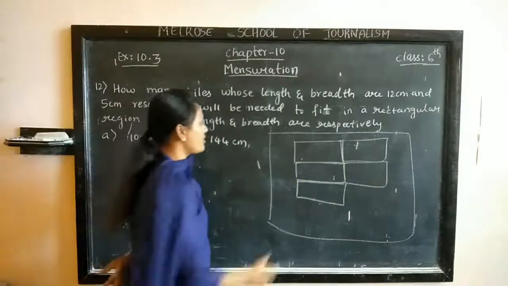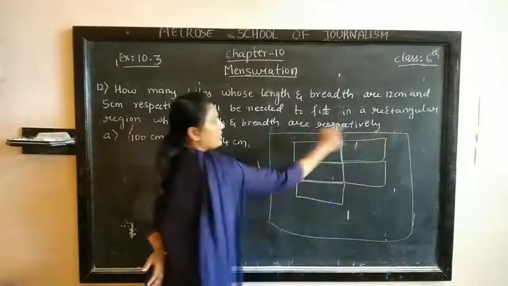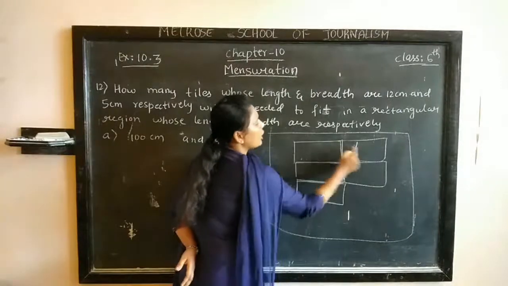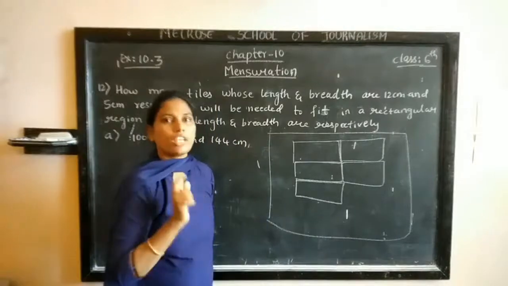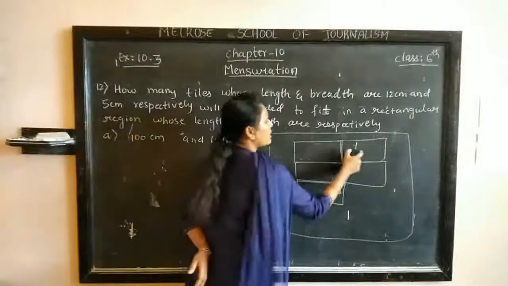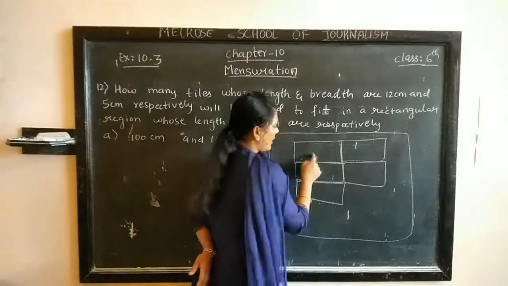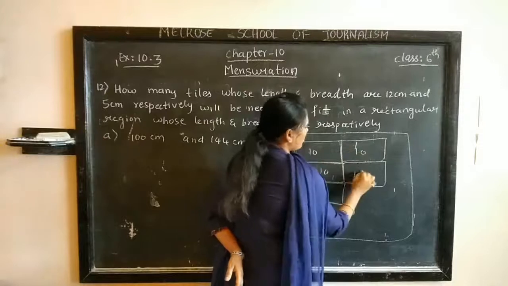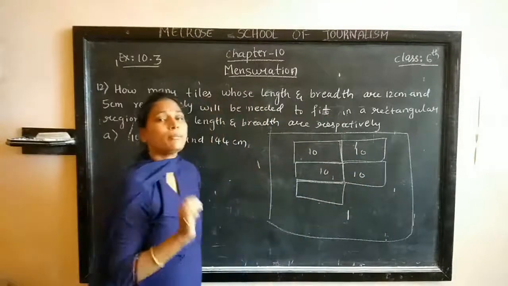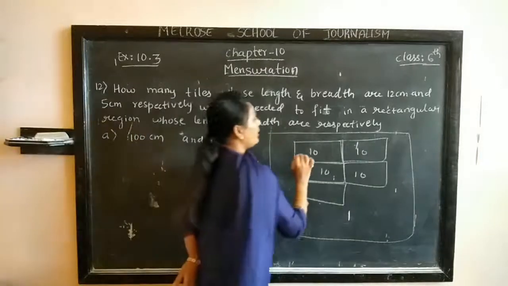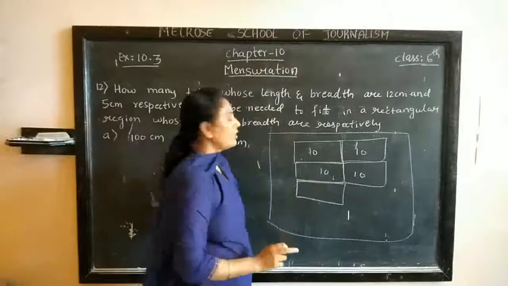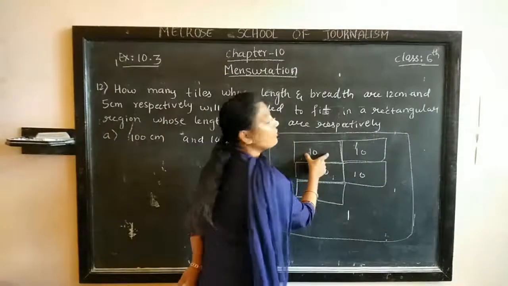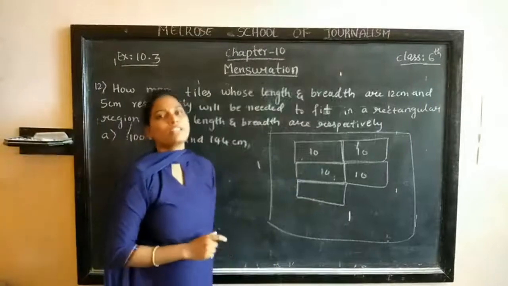How to get this means, first we need to find out the area of the region and find out the area of each tile. All the tiles will be of same size and same shape, so the area of each tile will be same. Suppose you get this area as 10, this also 10, this also 10, because all the tiles are of same size and shape. That's why each tile will have the same area. So this complete region area divided by area of each tile will give you the number of tiles required.